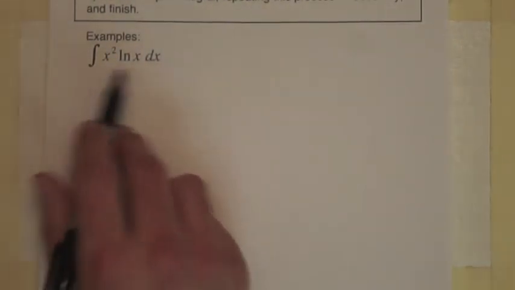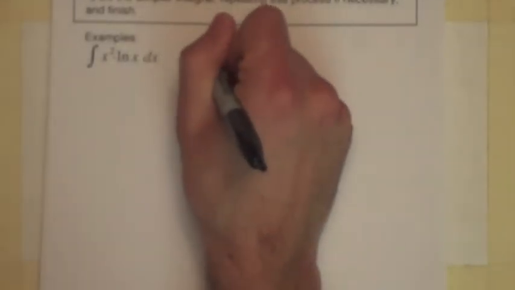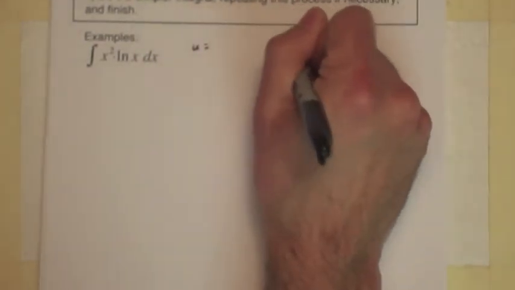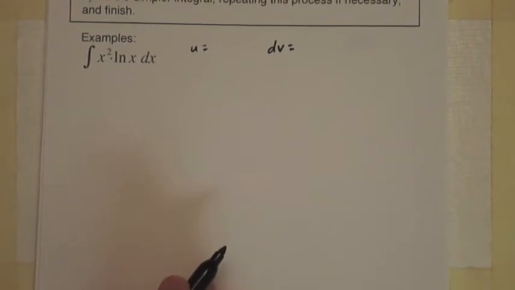Antiderivative of x squared natural log x dx. So, this is begging for integration by parts because it's the antiderivative of a product. So we have to set up a u and a dv so that u times dv is the whole integral. Now how should we do this?